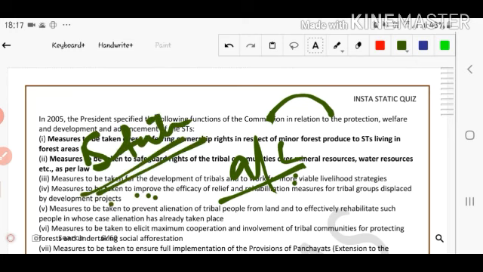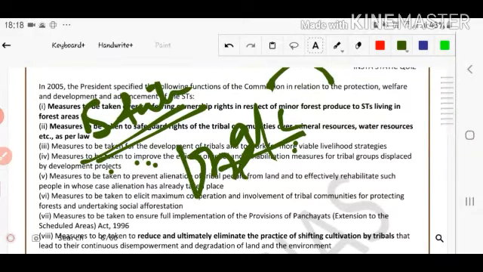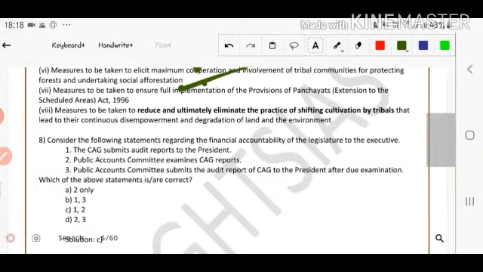It means that the CAG has the authority over the accounts of the state but not the union, but its power is taken from the 1970s. I think the 42nd constitutional amendment is there right now.